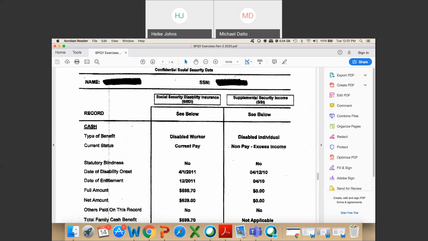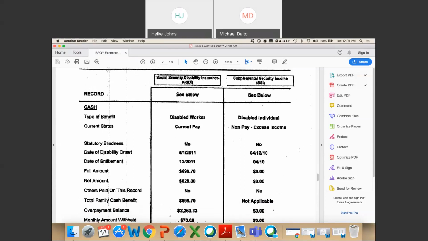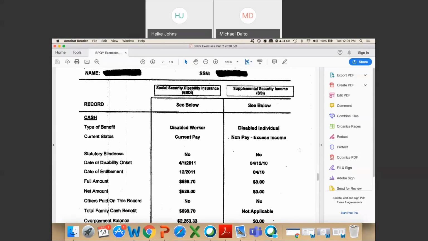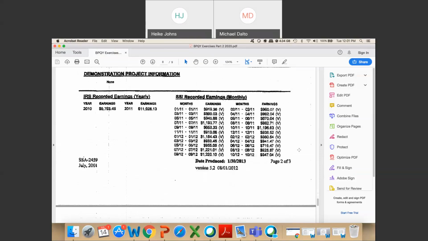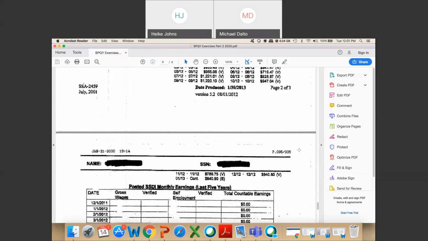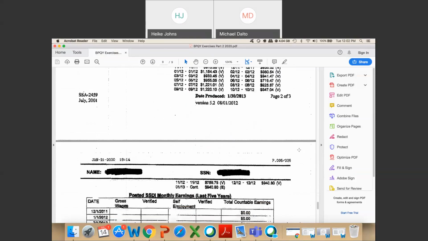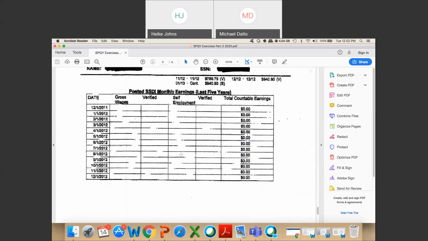So in other words, this person is likely eligible for SSI, but is not receiving SSI payments. So they're in 1619B status. In other words, this person is a concurrent beneficiary. They're getting SSDI and they're eligible for SSI, albeit without SSI payments. Now, since they're getting SSDI and we know they've worked from the SSI recorded earnings, this suggests that they haven't been reporting their earnings to the Title II claims specialist.